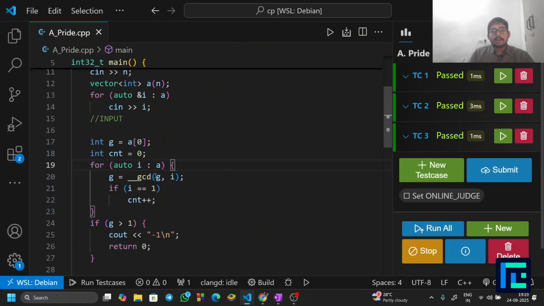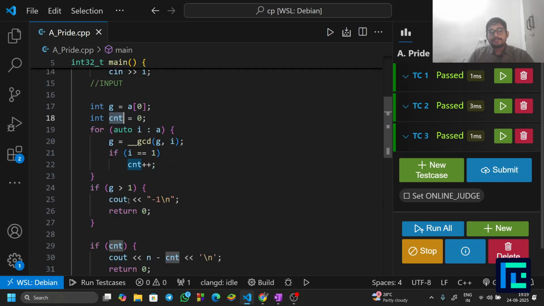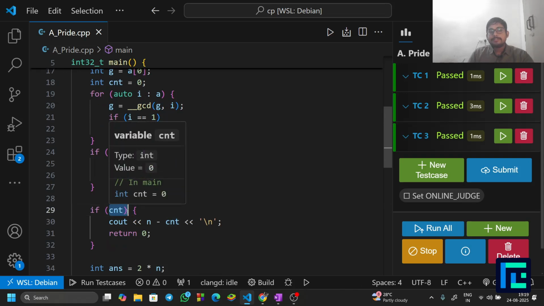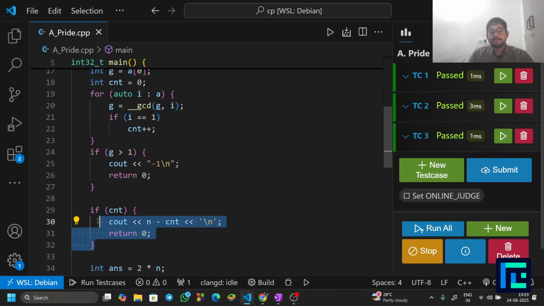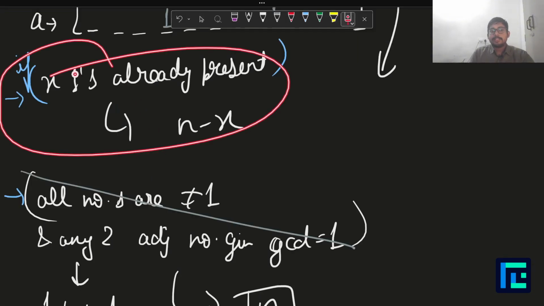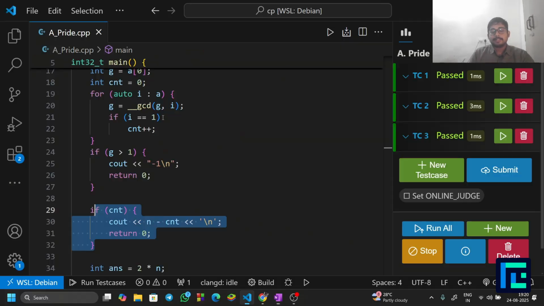So first let's count. We iterate through the whole array A, and if the value of any element is equal to 1, we do count plus plus. So in our count variable, we get the count of the number of ones that we already have in the array. If that count is positive, then our answer would be n minus count simply, and we can return out. So this base case is covered: if the count is greater than or equal to 1, then the answer is n minus count.